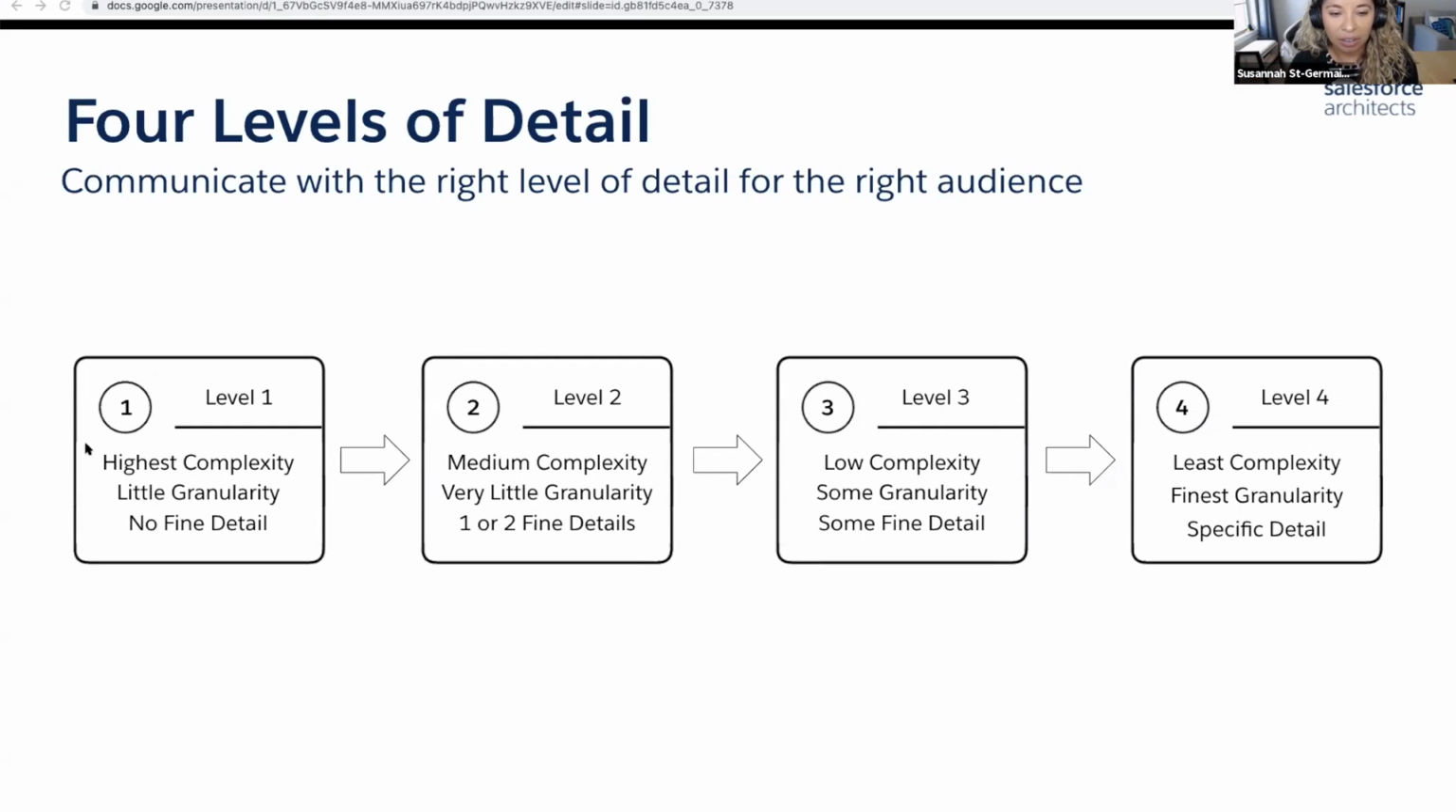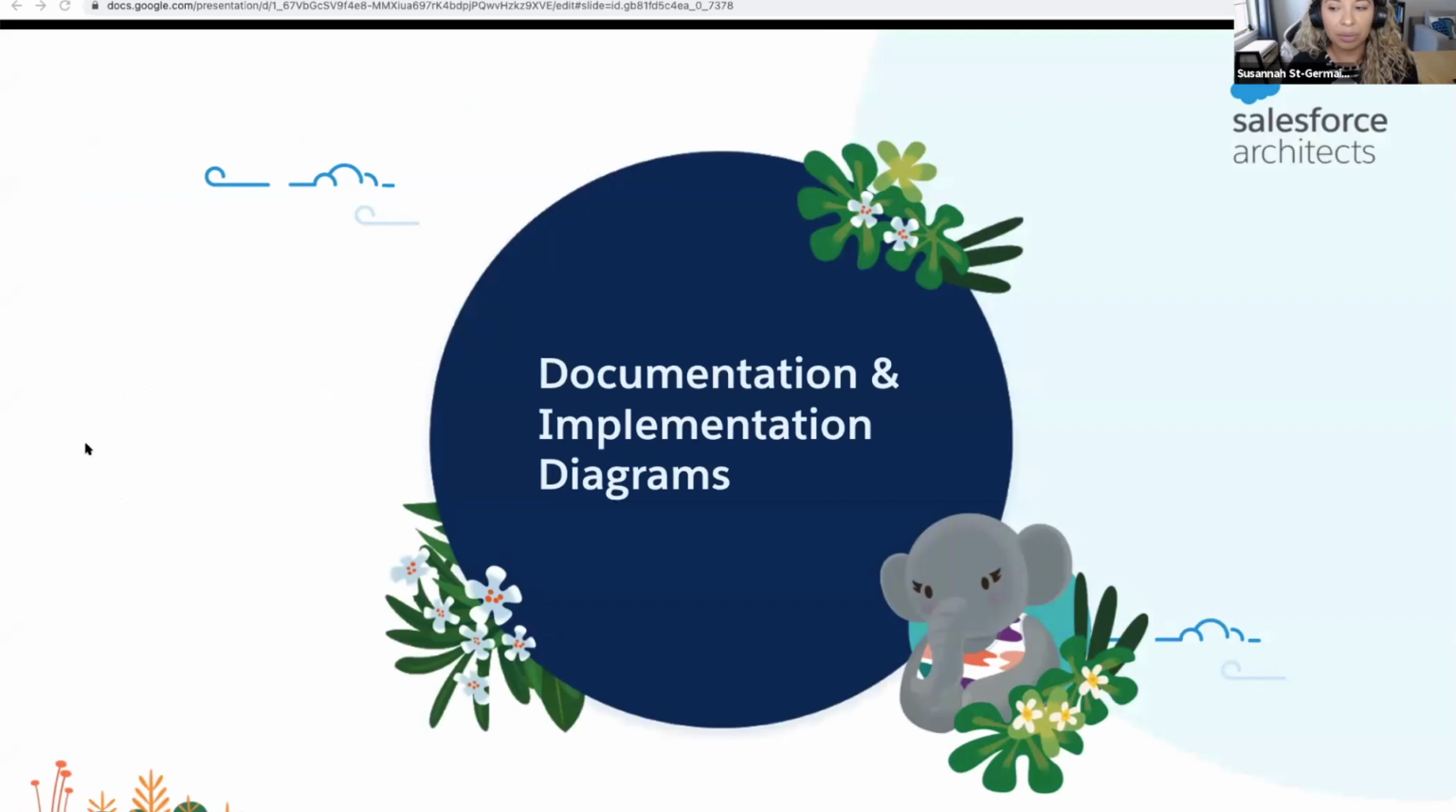Okay, so enough with the framework concepts. Let's dive into some examples of what these diagrams look like. Since we have a technical audience here today, I wanted to start with the documentation and implementation diagrams. These are ones that you guys are probably already building. So we'll show you how they translate into the Salesforce diagramming framework.